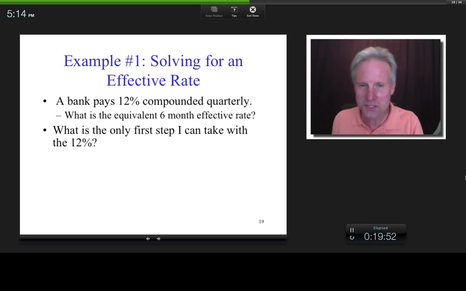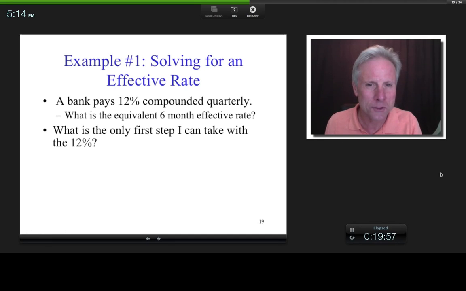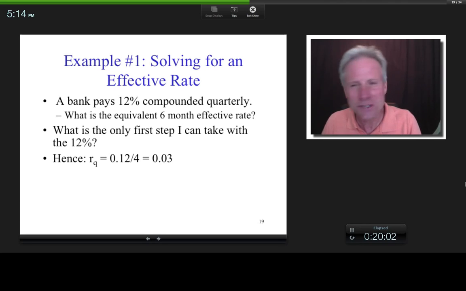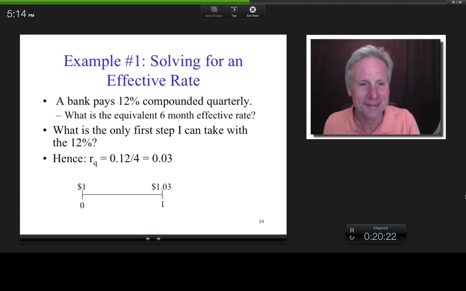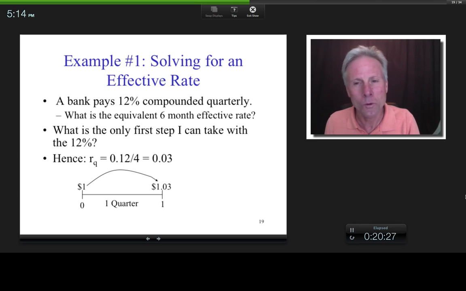Now, not by understanding, but by definition, what is the only first step that I can do with this 12%? Divide it by 4, right? There's nothing else I can do as a first step. And then once I've divided by 4, in this case the answer is 3%, then what does that tell me? What does that 3% mean? Well, it's basically the effective quarterly rate, right? This would be the amount of interest made from $1 after 1 quarter.